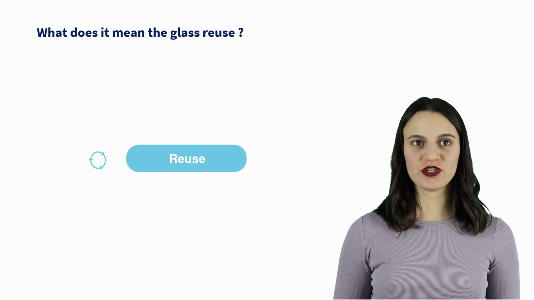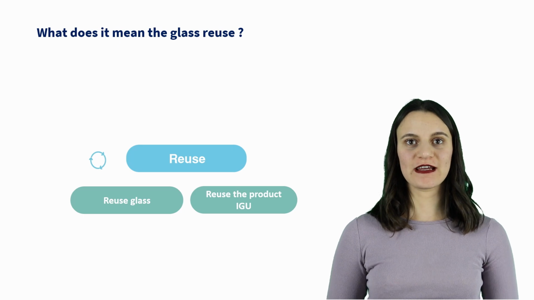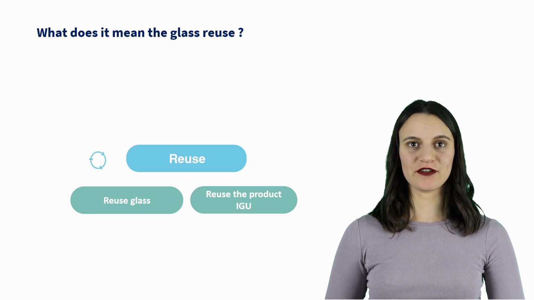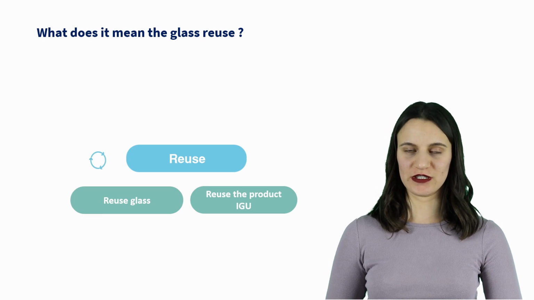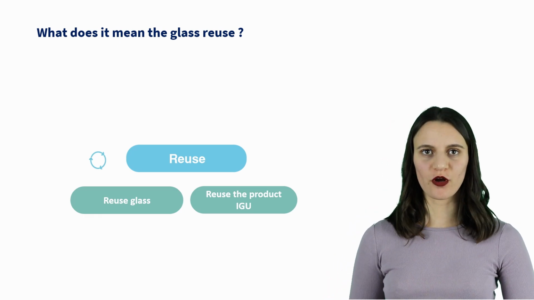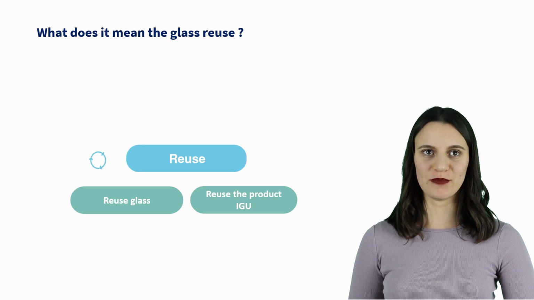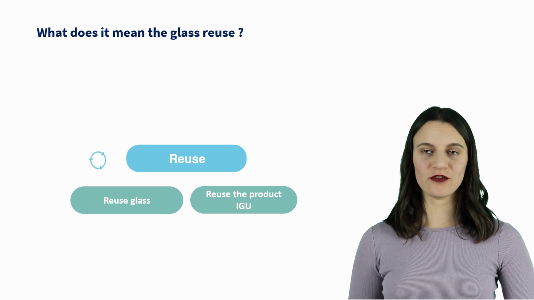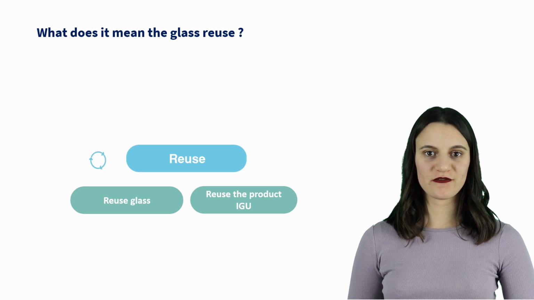The reuse strategy could be applied at the material or at the product level. The reuse of the glass panels is possible only after the disassembling and the separation of the glass from the other materials of the unit. Whereas to reuse the full product, which is the insulating glass unit, it's necessary to collect the units from the building and then install them in another one. This lesson will focus mainly on the reuse of glass.